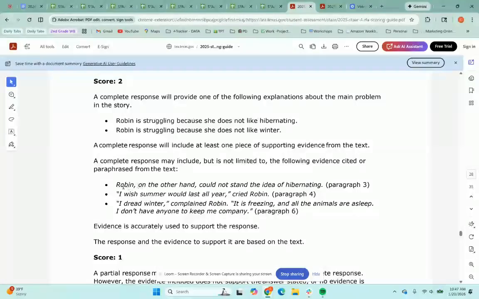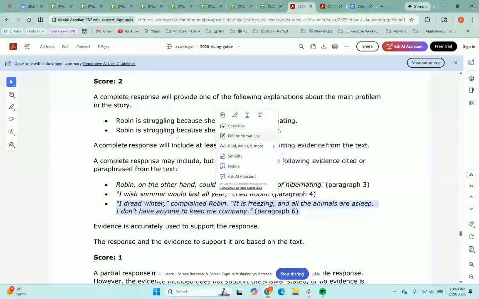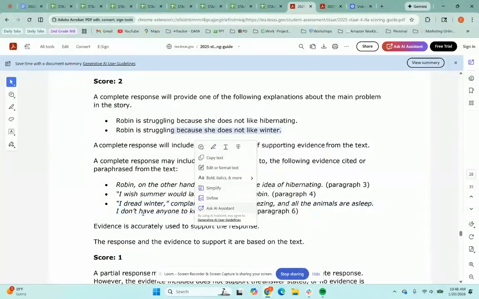One is in paragraph 3. Robin, on the other hand, could not stand the idea of hibernating. That backs up that first bullet point. The second one they could possibly have, they don't have to have all of these, they just need one. The other piece of evidence is they could put, I wish summer would last all year. That shows they don't like winter. The third one, I dread winter. It is freezing and all the animals are asleep. The fact that they're saying they dread it goes with doesn't like winter.